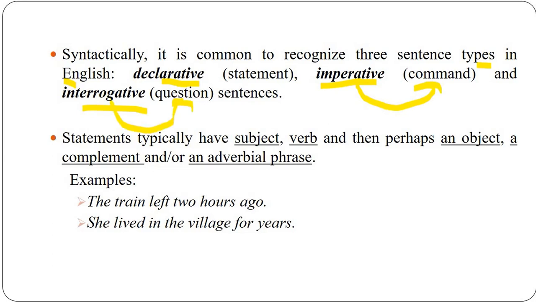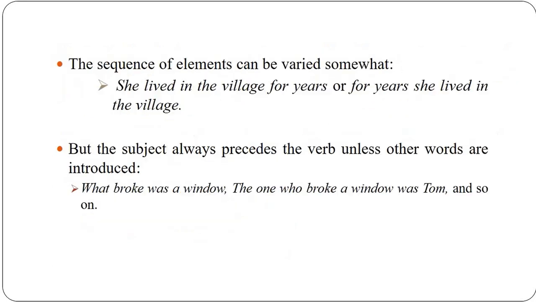So statements typically have a subject, verb, and then perhaps an object, a complement, or an adverbial phrase, like the train left 2 hours ago, or she lived in the village for years. You can see the components of the sentences. So the sequence of elements can be varied somewhat, like she lived in the village for years, or for years she lived in the village. Both of the forms actually convey the same message.